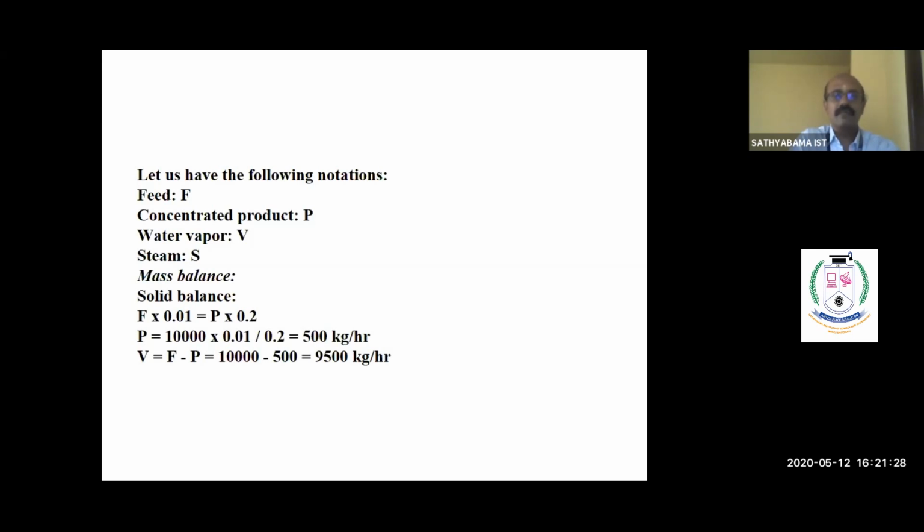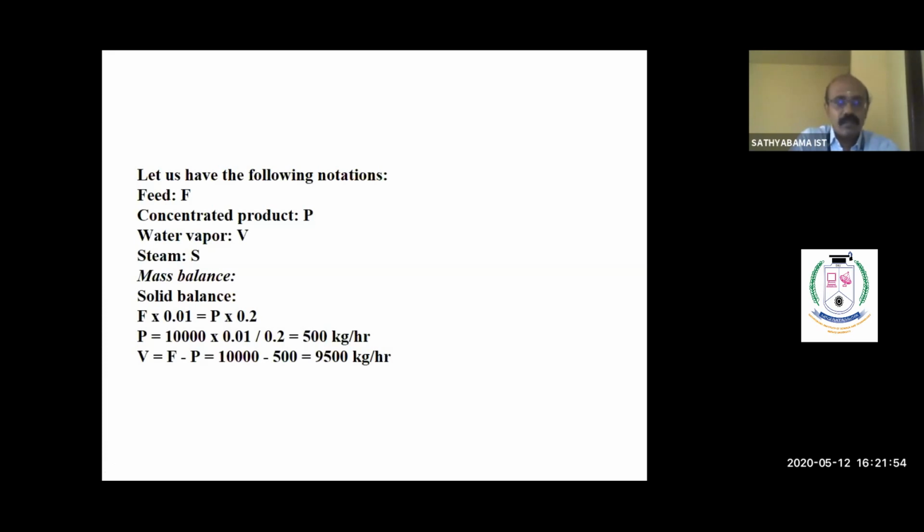So steam S. Coming to the solid balance, F into XF is equal to P into XP. So F into 0.01, 1%, that is 1 by 100, is equal to P into 0.2, 20 by 100. P equals 10,000 into 0.01 divided by 0.2, since F is 10,000. That is equal to 500 kg/h.